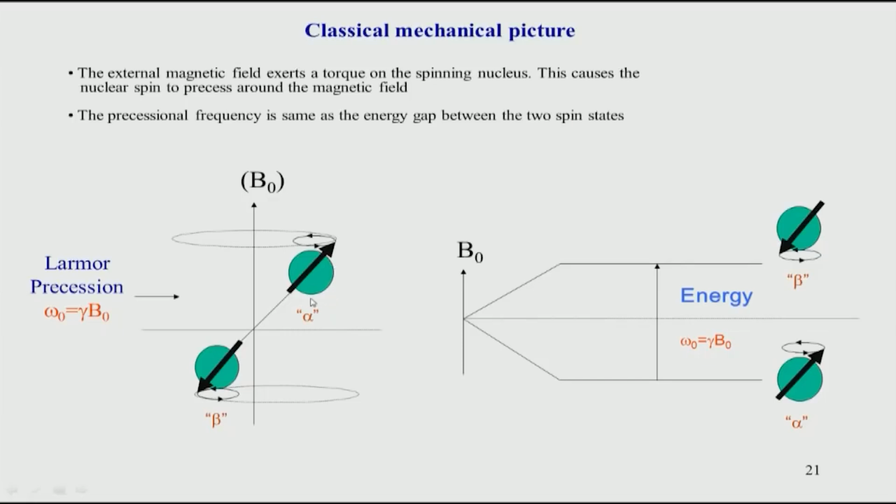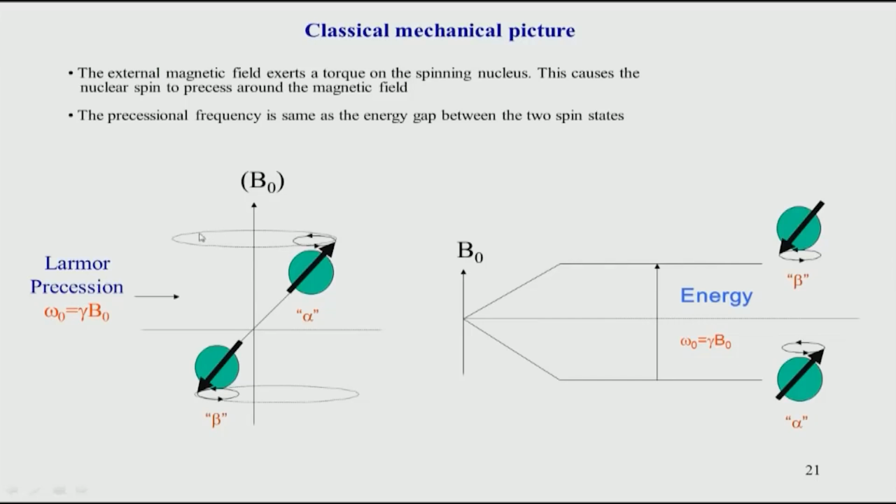So, in a classical model, you can visualize it like this. You imagine that there is a nucleus which is spinning around its axis. So, this is a nucleus shown. Now, there are two possibilities, it has an alpha state and a beta state, which is shown here. Now, what happens when you apply a magnetic field, shown here as B0, is that the spins start to precess, meaning they move around, revolve around this magnetic field. This is called the famous Larmor precession.